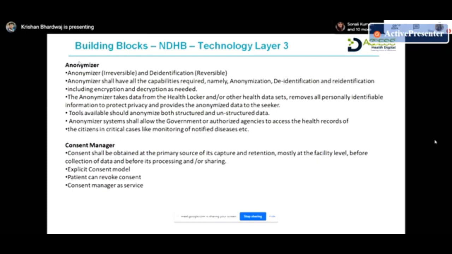The other is the explicit consent. Basically, for each and every record, the patient should explicitly mention this record can be exchanged, this record cannot be exchanged. So the explicit model is what consent manager talks about.